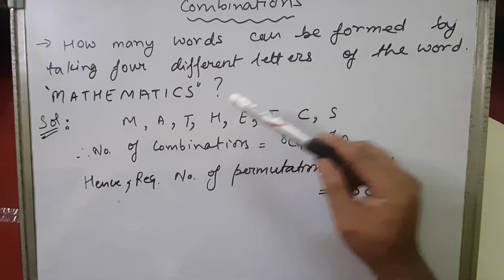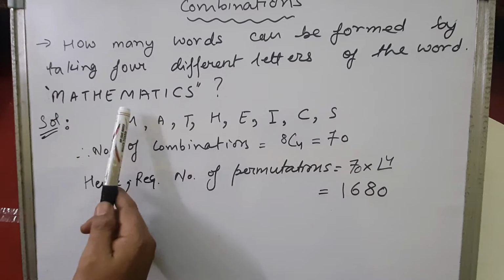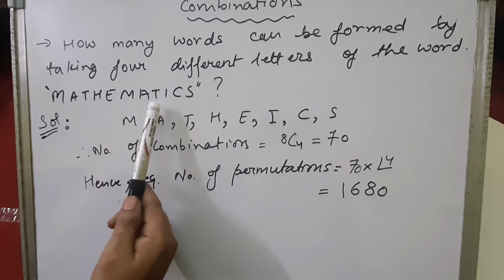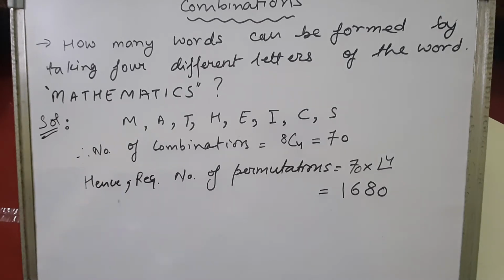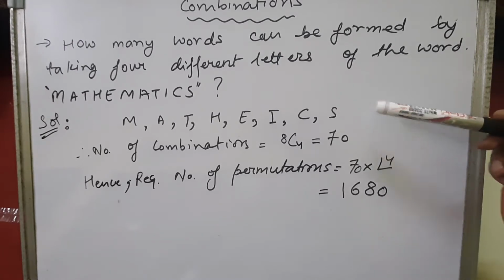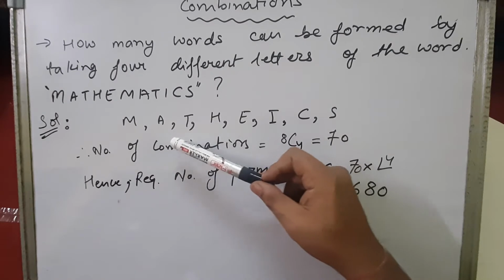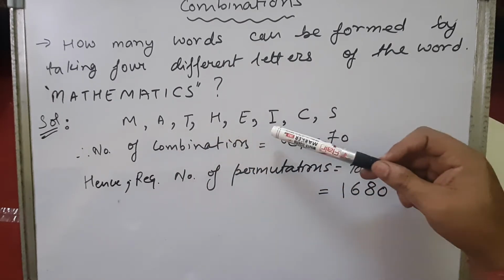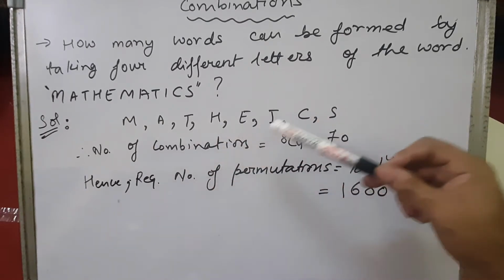That means you can see in the word mathematics, there are many letters which are repeated. Like M is present two times here, T is present twice, right? Same as A is also repeated, two times, right? So, if we separate the different alphabets from the word mathematics, we will see that there are eight different alphabets: M, A, T, H, E, I, C, and S. 1, 2, 3, 4, 5, 6, 7, and 8.